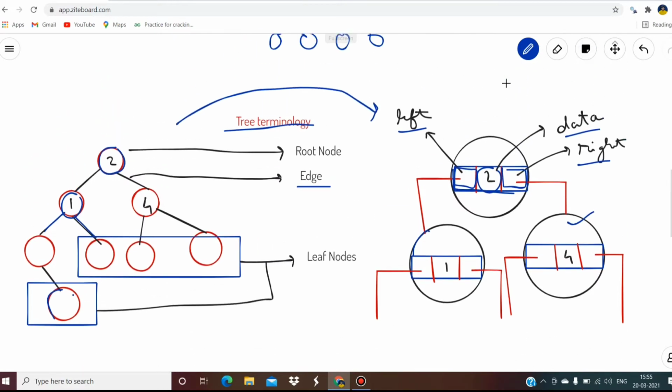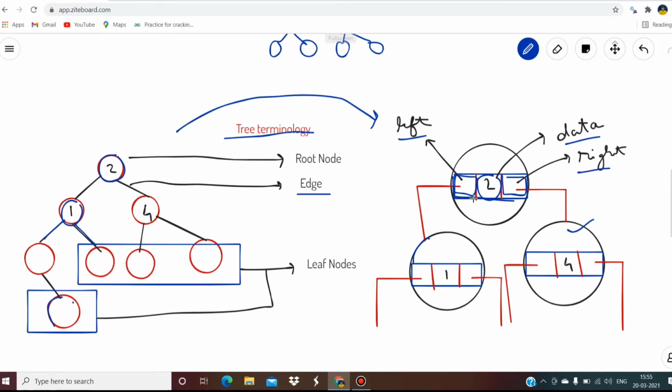Okay, so if we look at this diagram, we find that this left will consist of the address of the left node, and right will consist of the address of the right node, and as a result it will form a tree-like structure. So basically it's a kind of binary tree which has two children at max. Okay, so there are various types of trees available, like M-way tree, B+ tree, but we'll be concentrating on binary tree because it's important in terms of interview purposes.